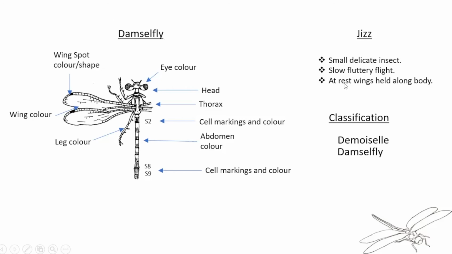And at rest, wings held along the body. It's going to be fun when I destroy that one. Wings held along the body. Classifications of these, we've got two classifications of damselfly in Britain that we look at, and that's the demoiselle and the damselfly. Demoiselles are slightly kept apart. The reasons why will be obvious in a minute.